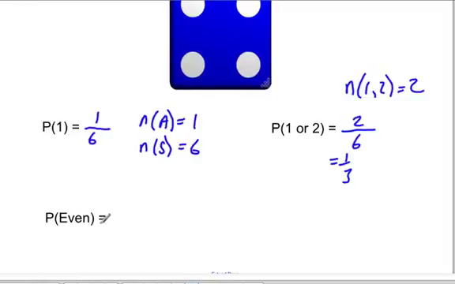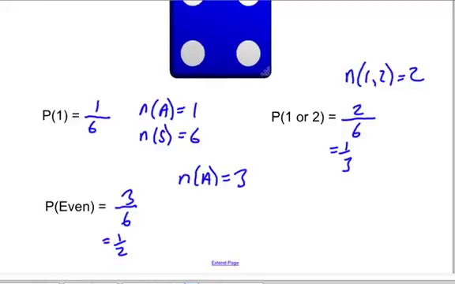Now, if you want to know the probability of rolling an even number, that's the probability of rolling a 2, a 4, or a 6, and there are 3 ways that you can do that. So the number of favorable outcomes is 3 over the total number of outcomes, 6, which is 1/2. So we have a 1/2 probability, or a 50% chance, of rolling an even.